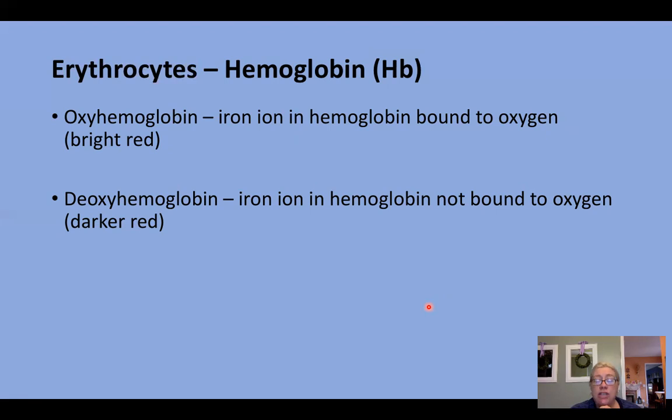If there is no oxygen bound to that iron ion, we call it deoxyhemoglobin, where de means without. So, hemoglobin without oxygen. And in this case, the heme pigment has a darker red color, more of a maroon color, that kind of dark, vampy, red-brownish color that you think about.